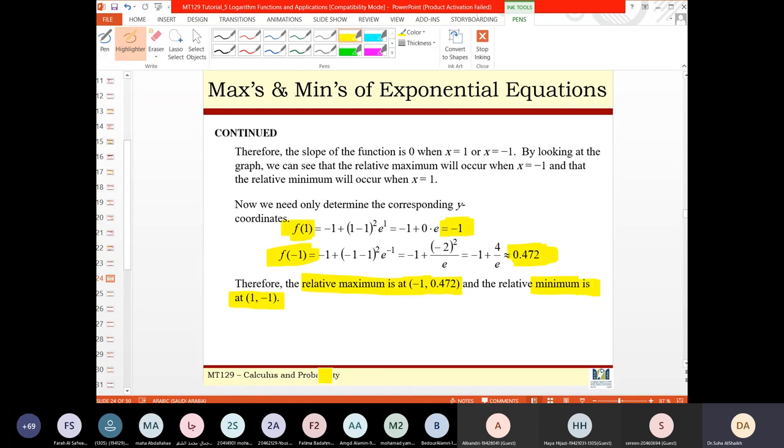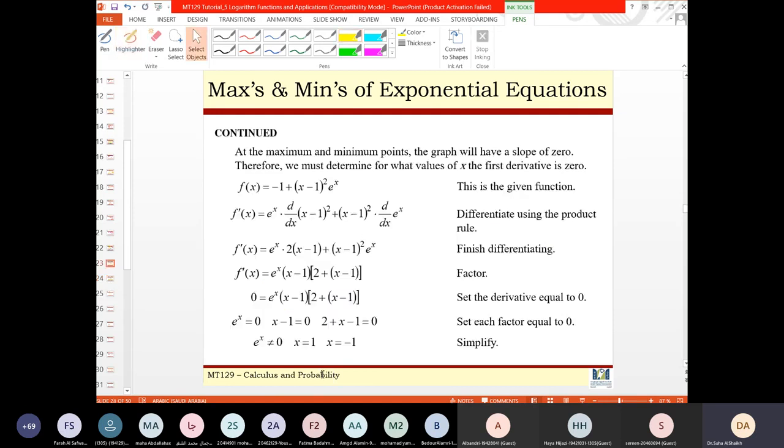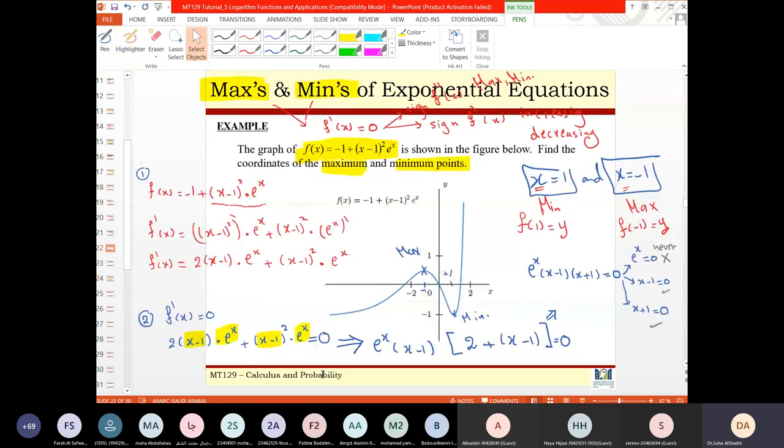You got that? Since it said minimum and maximum, I found the derivative. I let the derivative equal 0. I solve, I got points. Since they drew the graph for me, I know that this is a maximum and this is a minimum. Okay? You want me to do it again?